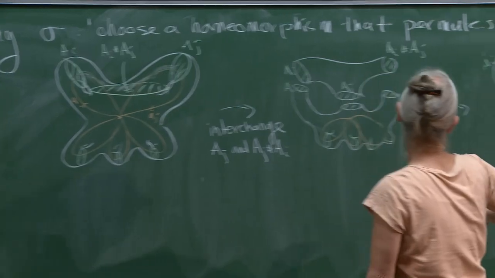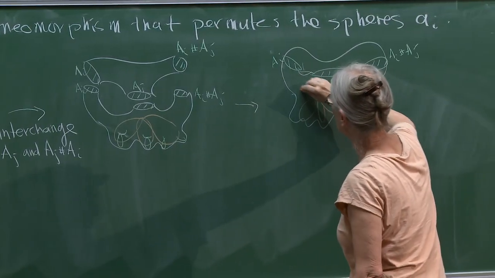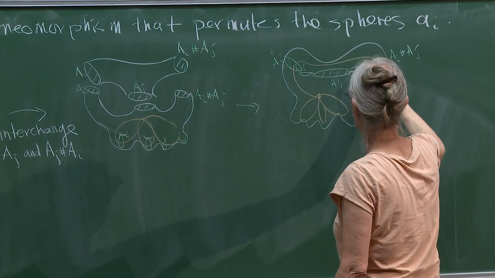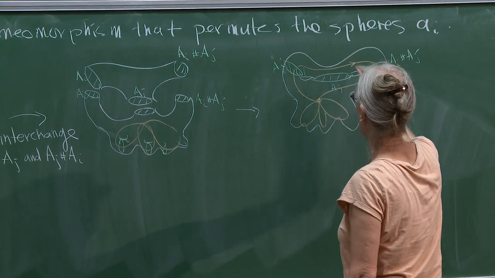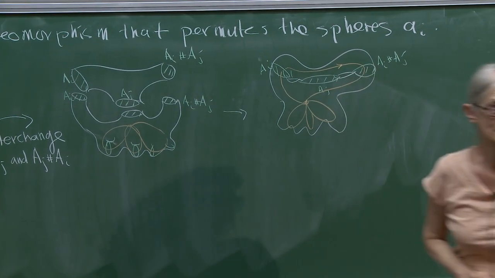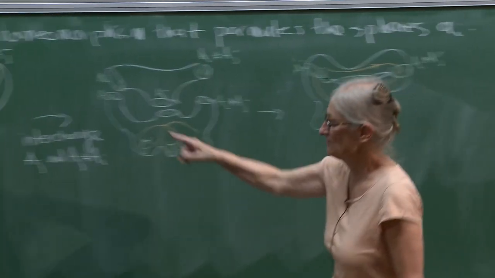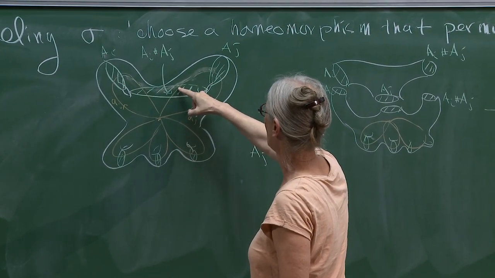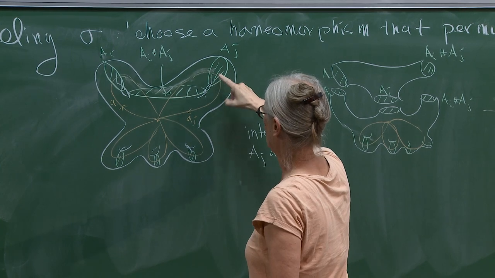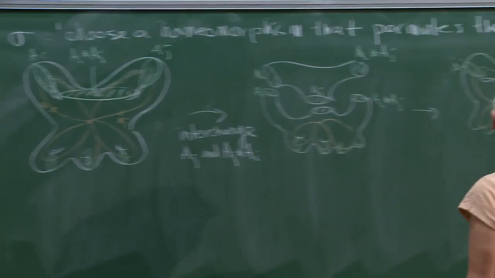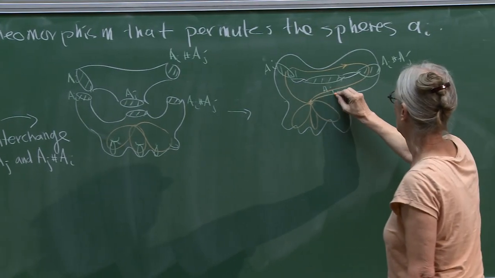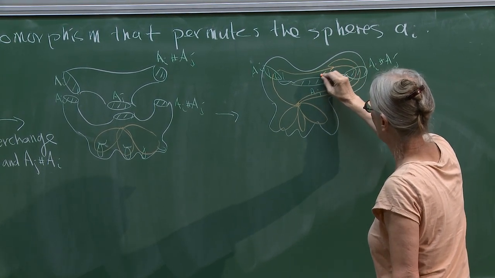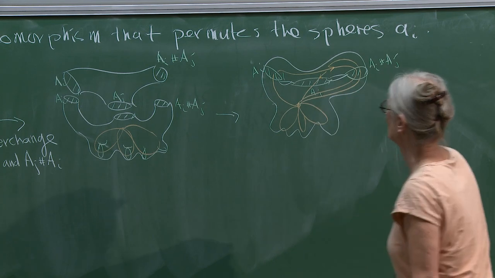So over here, first it's going to go up to hit the AI sphere, then it'll hit the AI plus AJ sphere, and then it'll come back to the base point. Similarly, this one, what did it do? The AJ sphere went up and hit the AI plus AJ sphere, then it hit the AJ sphere, and then it came back to the base point.